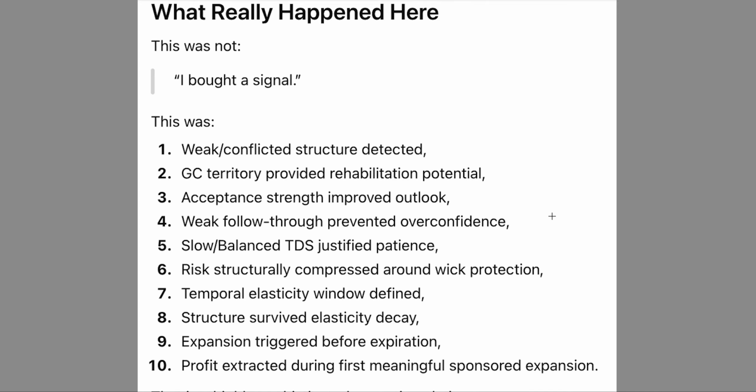That's the other thing too. That's that yellow minus saying, hey, strong acceptance print, but weak follow through. Slow, balanced TDS justified patience. So that's telling you, you're getting into the structure, do not FOMO. Express patience. Risk structurally compressed around wick protection. That's where I pulled my stop loss down, to that specific wick, right? Temporal elasticity window defined.